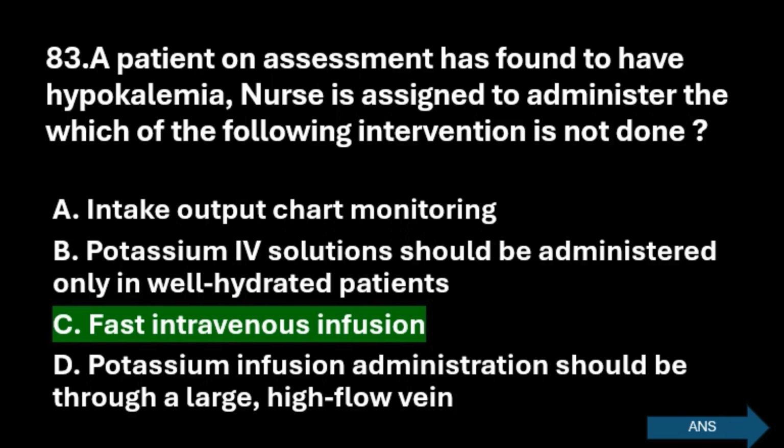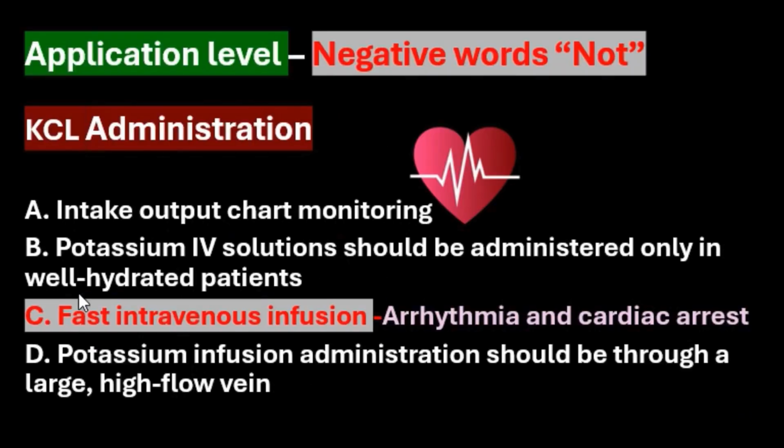The reason you can see here, potassium administration, intake output chart monitoring is necessary. Potassium solution should be administered in hydrated patients. These all are appropriate. But here the negative word not, which is not appropriate, is fast intravenous infusion. Because fast intravenous infusion can cause arrhythmia and cardiac arrest also. So that is not advisable.